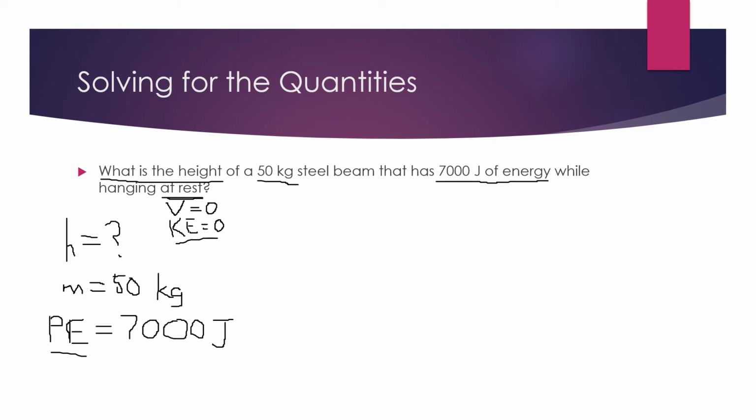I also said that height and potential energy are connected. So that was another clue. So I had several clues in this problem to help figure out what type of energy is connected. So here's where it gets tricky. You have to understand what type of energies connect to what quantities to pick the right equation. So it says, what is the height? So we're looking for the height, PE, M. Okay, so we're going to use the PE equals mgh equation.